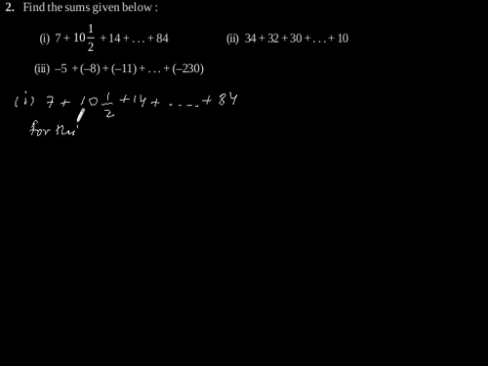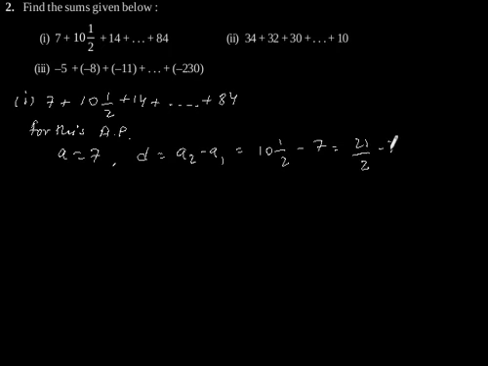For this arithmetic progression, A is equal to 7, D is equal to A2 minus A1, which is equal to 10 1 by 2 minus 7. This can be written as 21 by 2 minus 7, which gives 7 by 2. And the last term L is equal to 84.